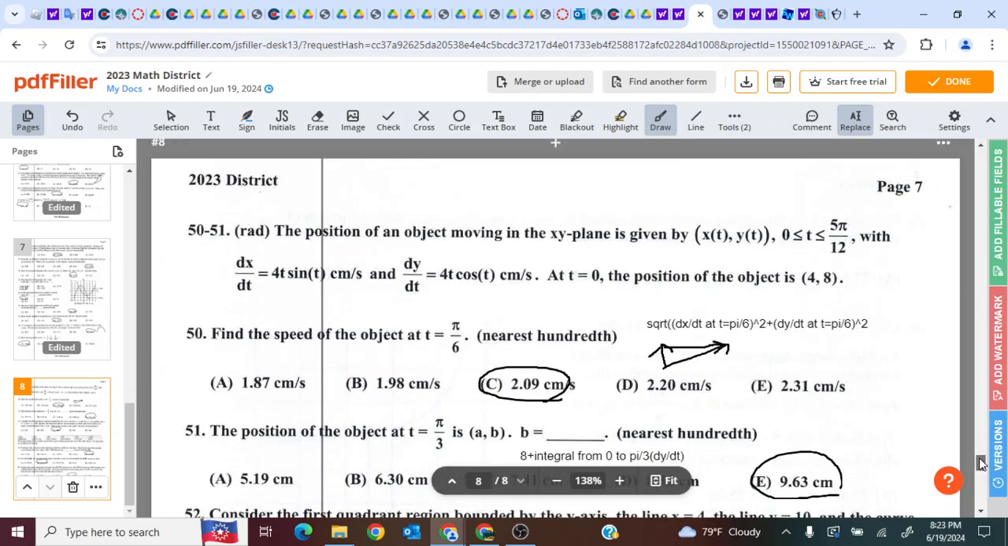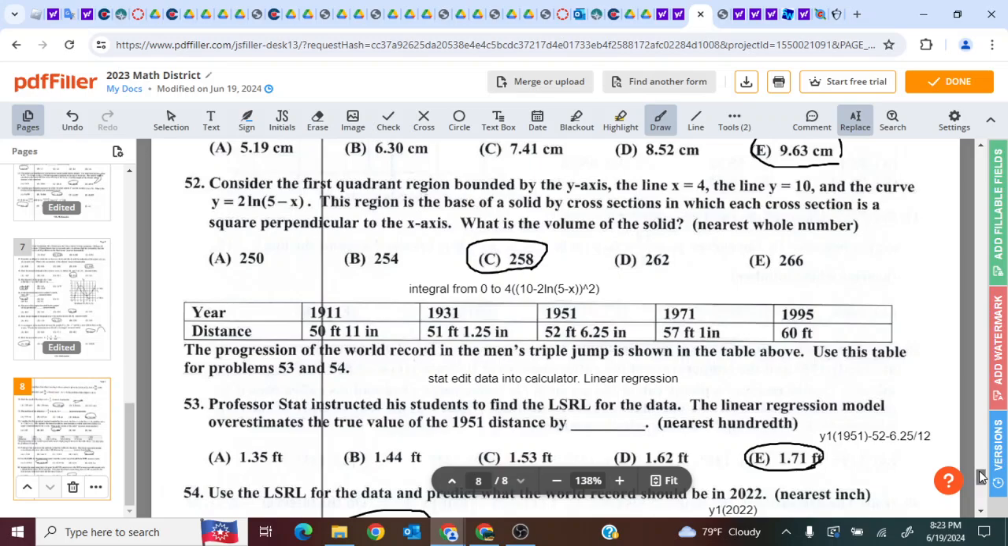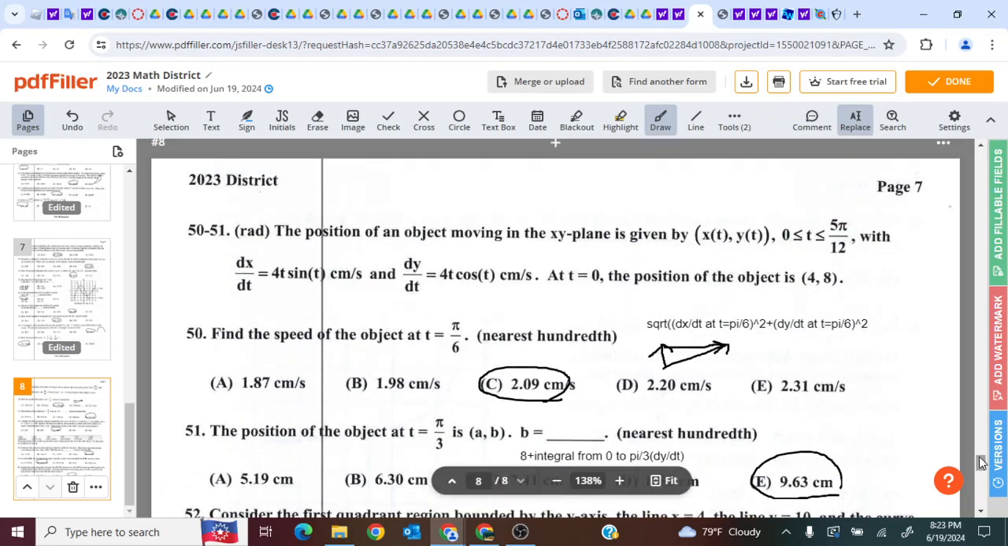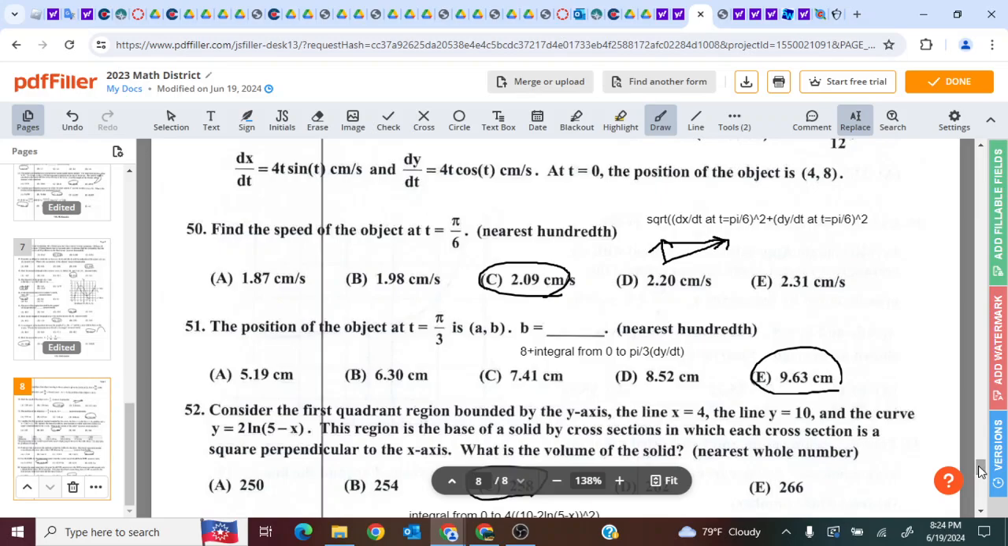Number 51, what is the position of the particle, or what is the y value of the position at least? Well, to counteract a derivative, you take the integral. So you take the integral from 0 to pi over 3 of your change in y, and then you add on your original y value of 8. That starts at t equals 0. If you do that, you get a y value of 9.63.